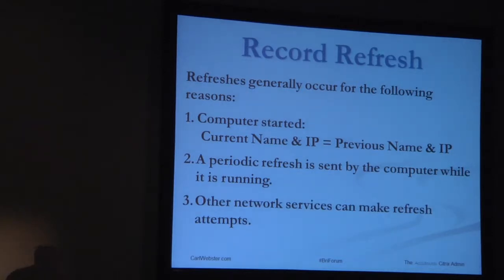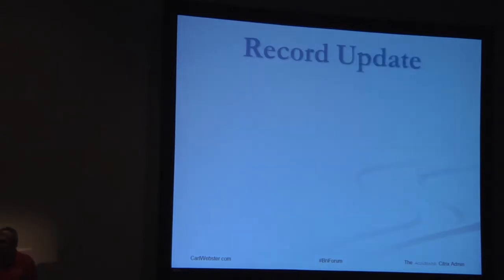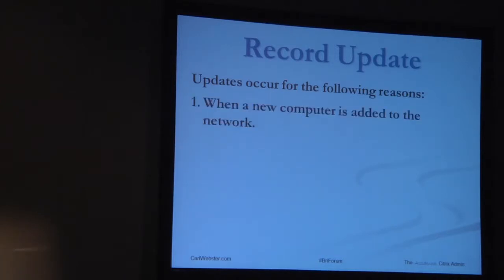And then other network services can make refresh attempts. DHCP can make refresh attempts for the clients. The cluster service will attempt to make sure that the cluster service and the cluster records are refreshed in DNS. And then record updates. Updates occur for the following reasons. When a new computer is added to the network, it's going to send an update request to DNS to add that record into DNS.